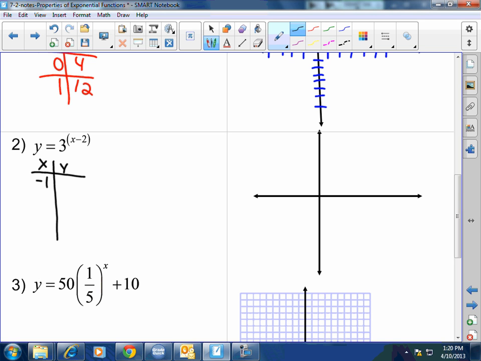-1. Let's do 0 and 1. And actually, you know what? I'm going to use a little bit of a different one here. Use your brain here. Okay? I would use 2, 0, and 1. Why? Well, I'm going to have to use a negative as well, though, aren't I? Darn it.